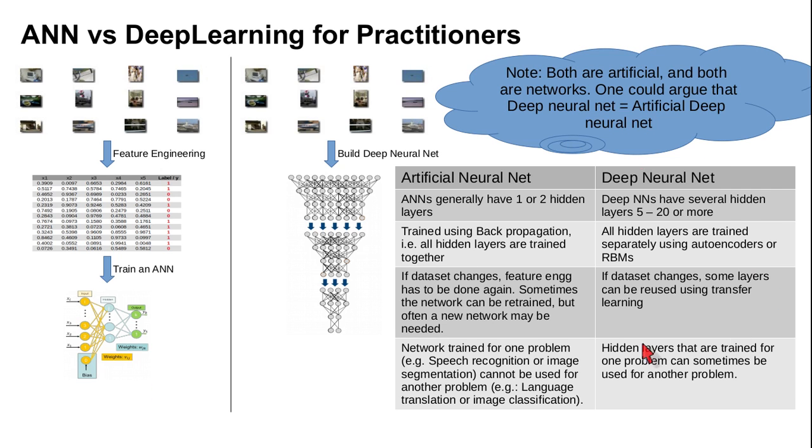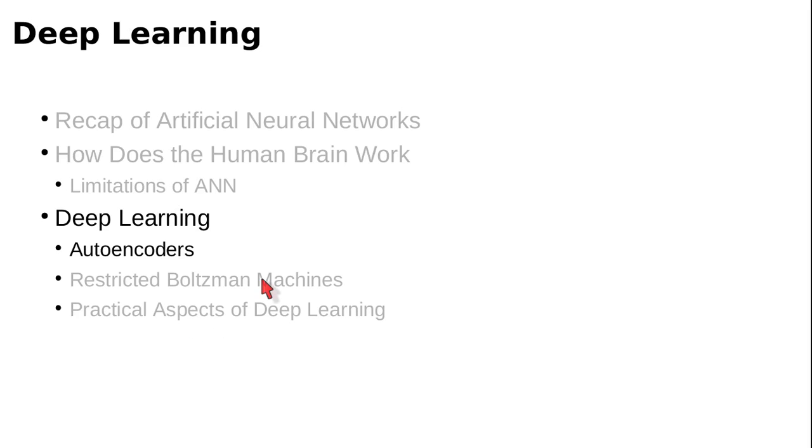In the case of a deep neural network, even if the dataset changes, certain layers can be reused using a concept called transfer learning. A network trained for one problem in the case of an ANN cannot be used for a different problem. Whereas in the case of a deep neural network, hidden layers that are trained for one problem can sometimes be used in a different problem. We will now look at how autoencoders can be used to build deep learning networks.